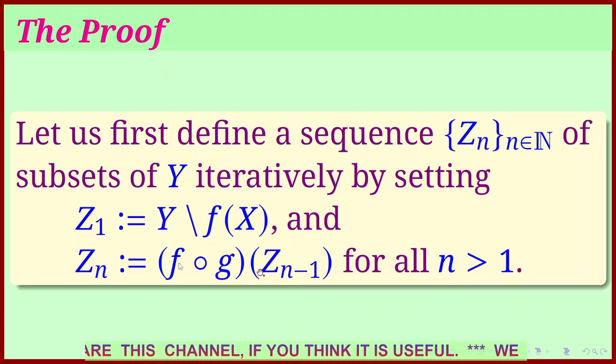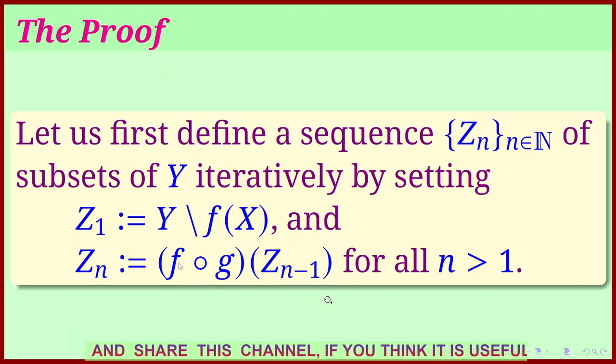First you apply it on Z1, that will give you Z2. Then apply it on Z2, you will get Z3. So in this way Zn is equal to f composite g applied on the previous element. Every element of this sequence is obtained by applying f composite g on the previous term, and the first term is defined by this. So this is the sequence we consider.